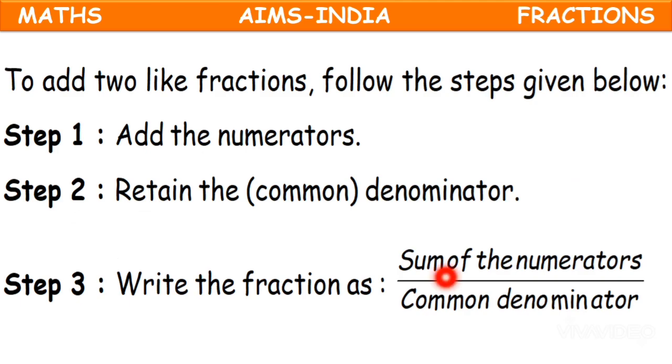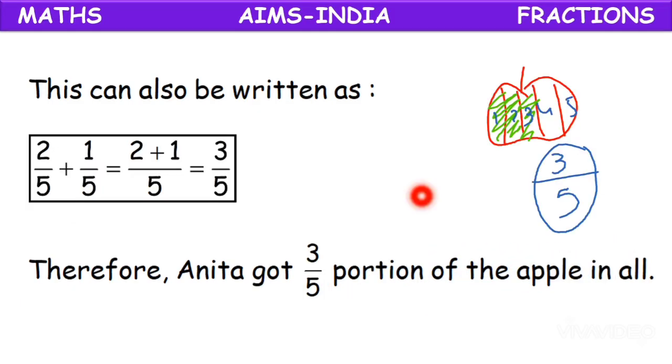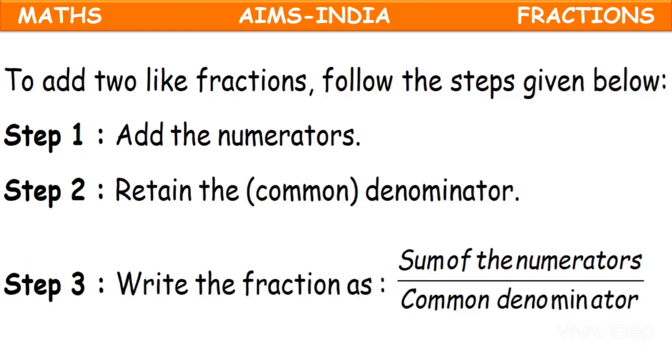So the answer becomes the sum of the numerators divided by the common denominator. Yes, 3 is nothing but the sum of our numerators, 2 plus 1. And then what is this denominator here? It is our common denominator, that is 5.